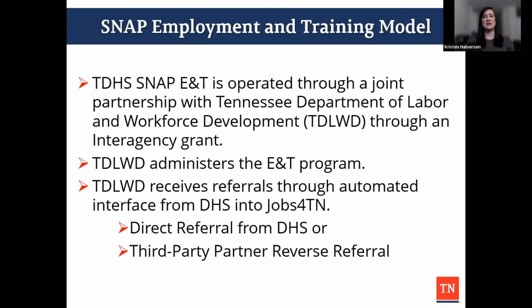Another way that we receive E&T referrals and provide them over to Labor is through what's called third-party partner reverse referrals. A reverse referral is when a customer walks into one of our third-party partners or our American Job Centers and states they want to participate in E&T, they want to volunteer for the program. Then that partner will reach out to our E&T coordinators, who will verify that they're actually receiving SNAP. The customer has to be the one that's eligible for SNAP, not just the household. The household could be eligible, but the customer themselves has to be eligible to be referred.